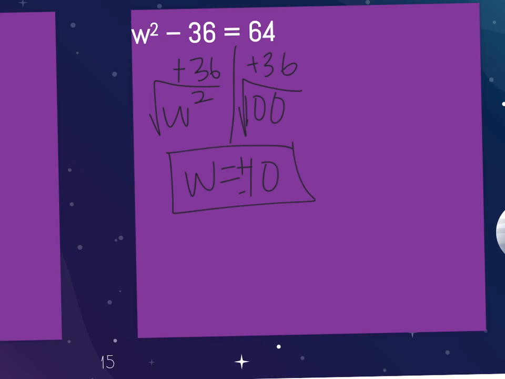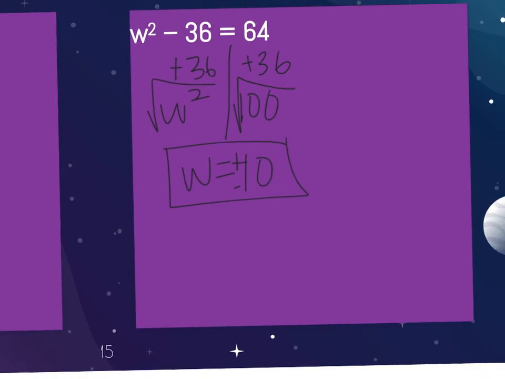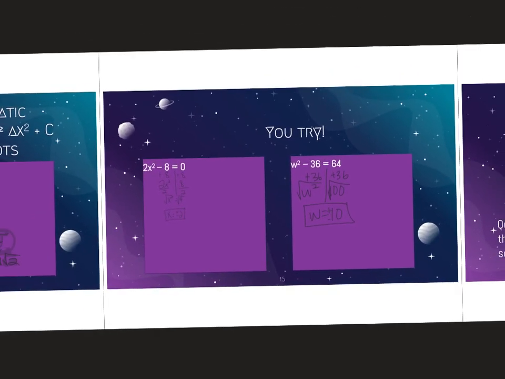When I did the second one, I added 36 to 64 and got w squared equals 100. When I found the square root, I ended up with w equals plus or minus 10. If you got that, great, let's move on. If not, pause it and make sure you understand.